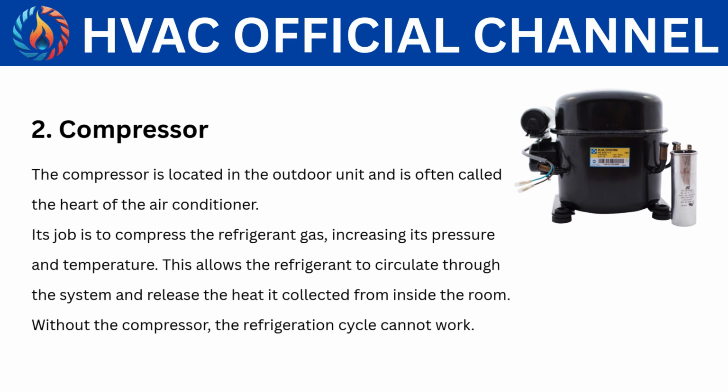2. Compressor. The compressor is located in the outdoor unit and is often called the heart of the air conditioner. Its job is to compress the refrigerant gas, increasing its pressure and temperature. This allows the refrigerant to circulate through the system and release the heat it collected from inside the room. Without the compressor, the refrigeration cycle cannot work.